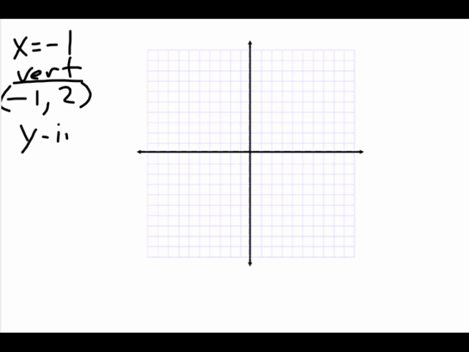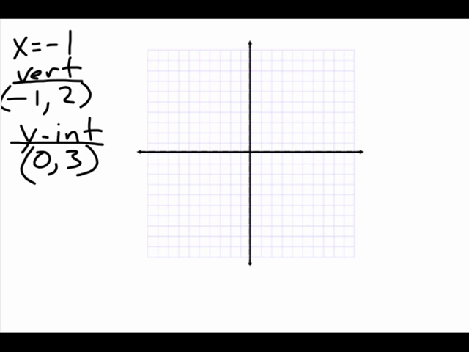Okay, so we said that the line of symmetry was x equals -1. We said that the vertex was (-1, 2). That's good. We said that the y-intercept was at (0, 3). I think we've got enough to graph this. So first, what's the line of symmetry? And we also said it opens up.